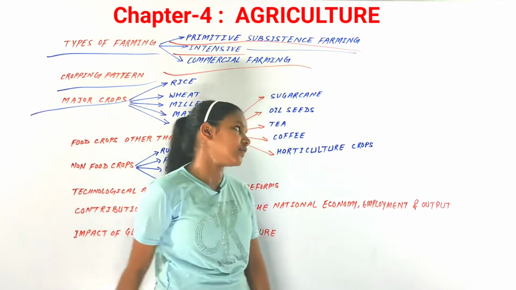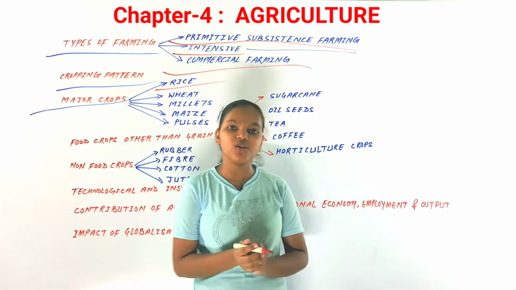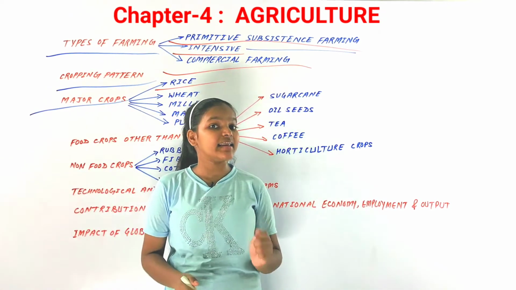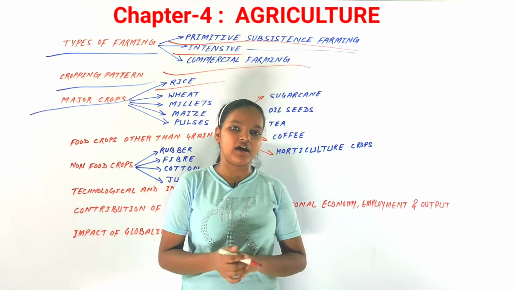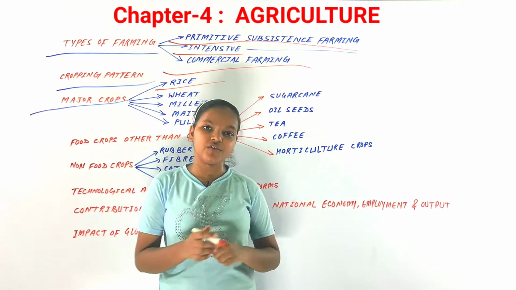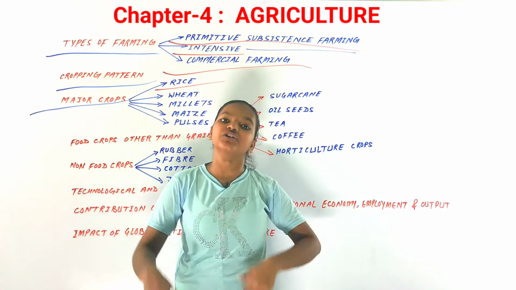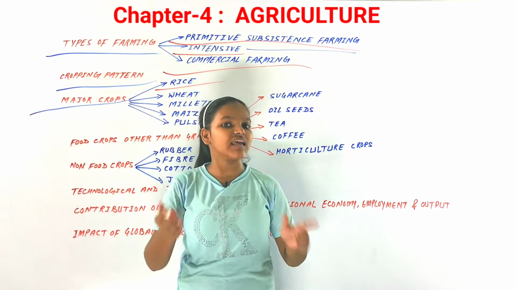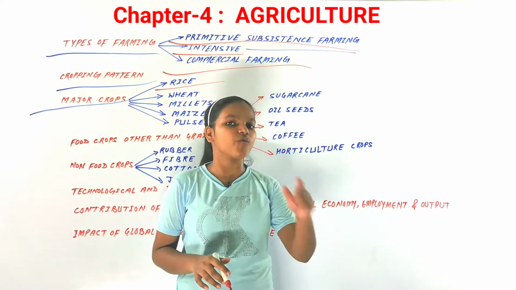Now the first one that we have here is rice. As all of you know, rice is the staple diet of our country, and India is the second largest producer of rice in the world after China. China is first and India is second. Rice is something you might eat every day. So you could say that rice is the staple diet of our country, and India is the second largest producer of rice.